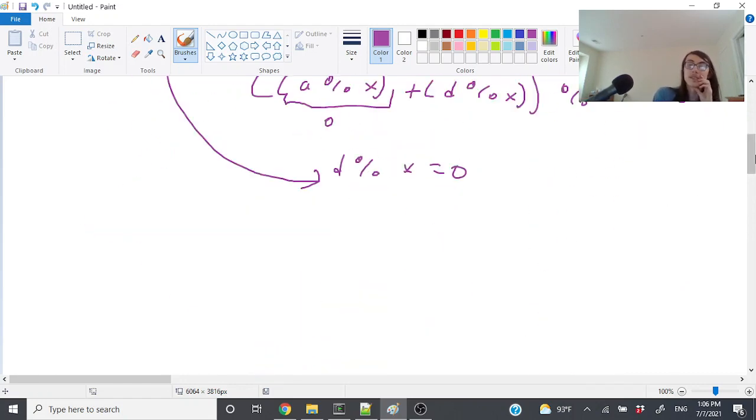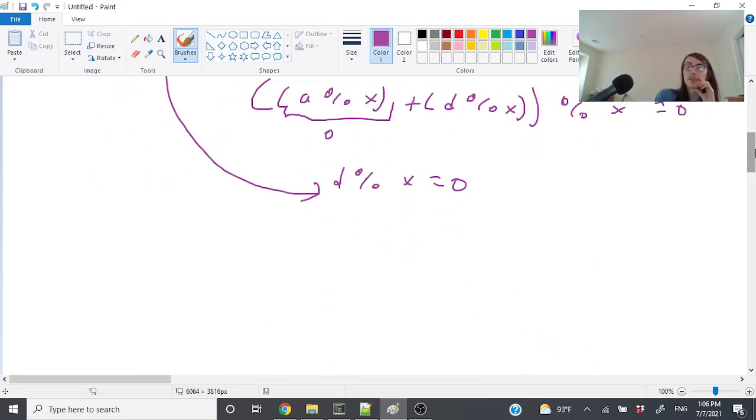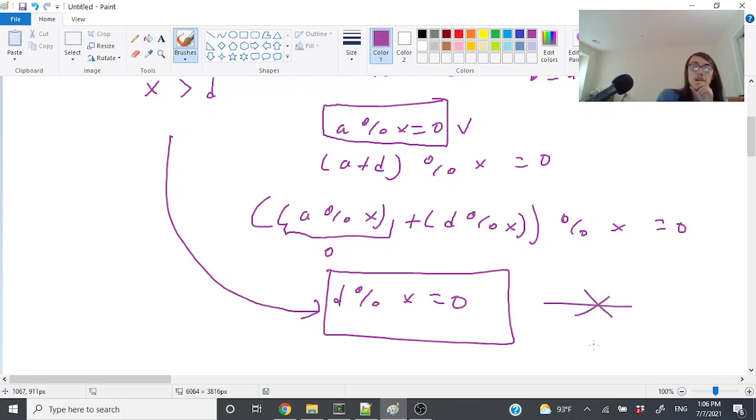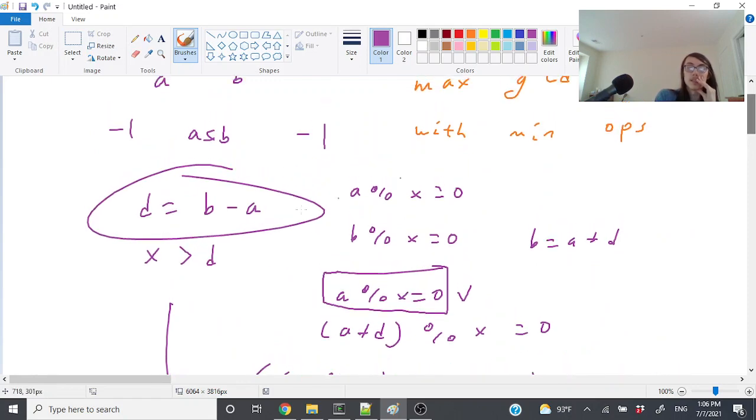That's what this proof is. And we're sort of just playing a bit with modular arithmetic, and it turns out that this is never possible. So it's a contradiction, and therefore we can't do anything. So d is the best we can do.